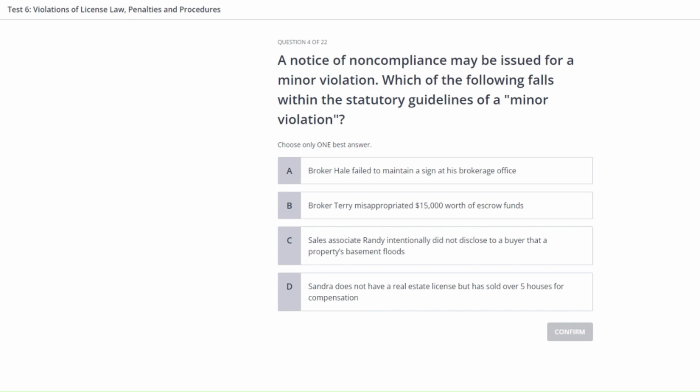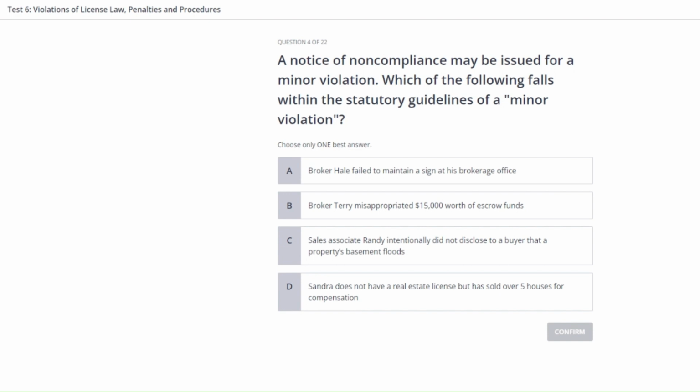Take your time to carefully consider the question. Think about what could be considered a minor violation according to the statutory guidelines. I am going to give you guys some time to think about the question. Whenever you're ready, make your selection. Okay, I hope you have your answers ready. Let's find out what the correct answer is.